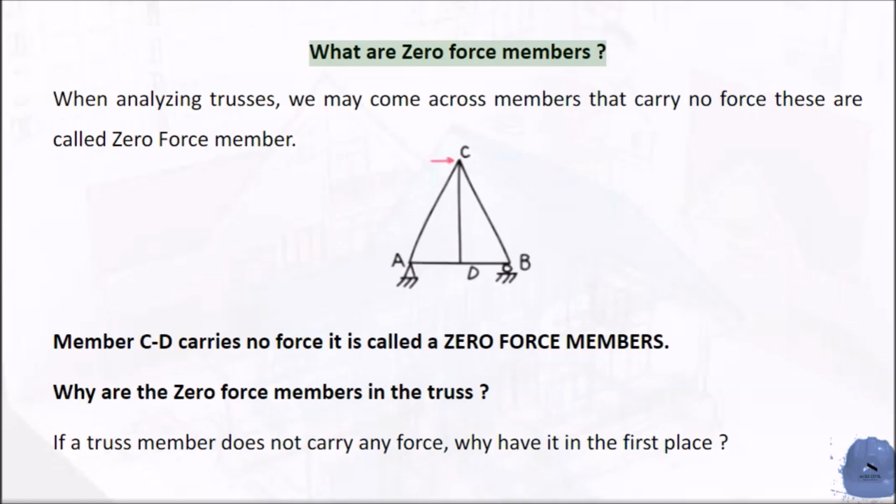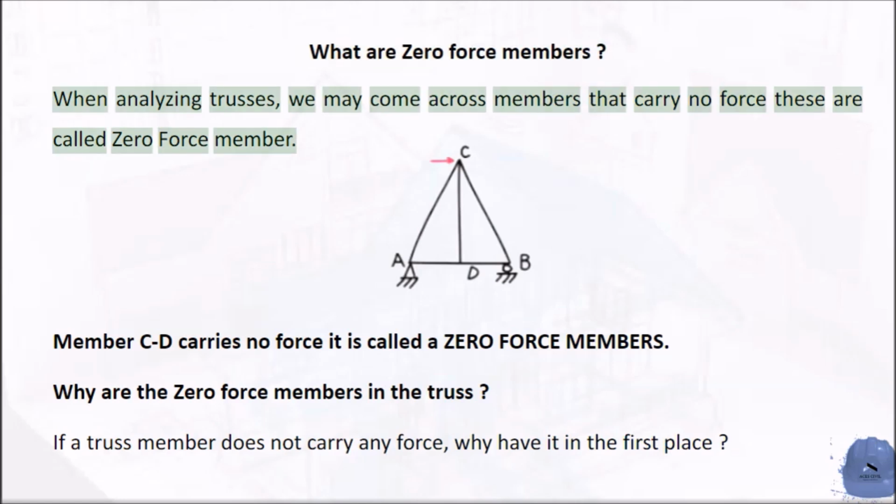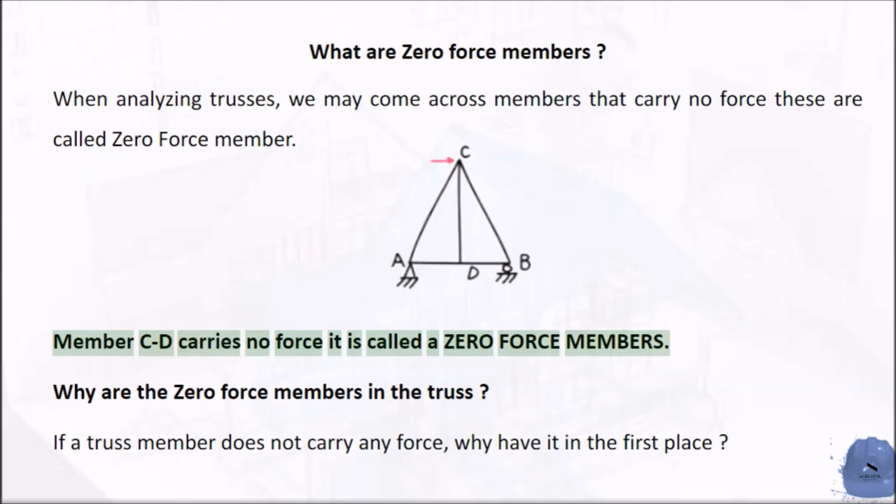What are zero force members? When analyzing trusses, we may come across members that carry no force. These are called zero force members. Member C carries no force. It is called a zero force member. Why are the zero force members in the truss? If a truss member does not carry any force, why have it in the first place?